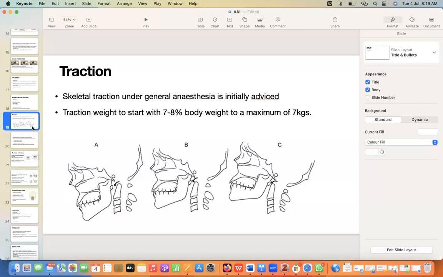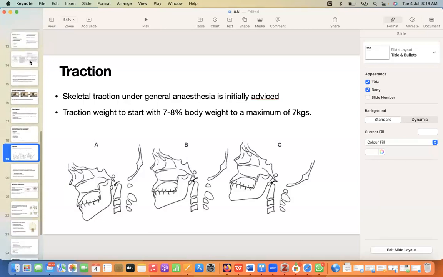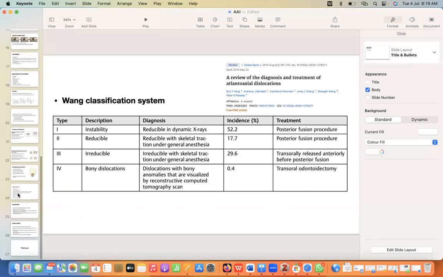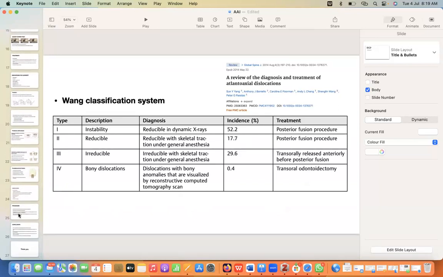There is a classification for it, and you don't need to know all the classification systems. Wang is what is used nowadays. So wherever you are quoting, you can use the Wang classification. That is enough. And you have not spoken anything about the braces. Cervical halter brace only. Once you have reduced it, you can't leave it like that. So once you have reduced it, you have to put them in a brace.